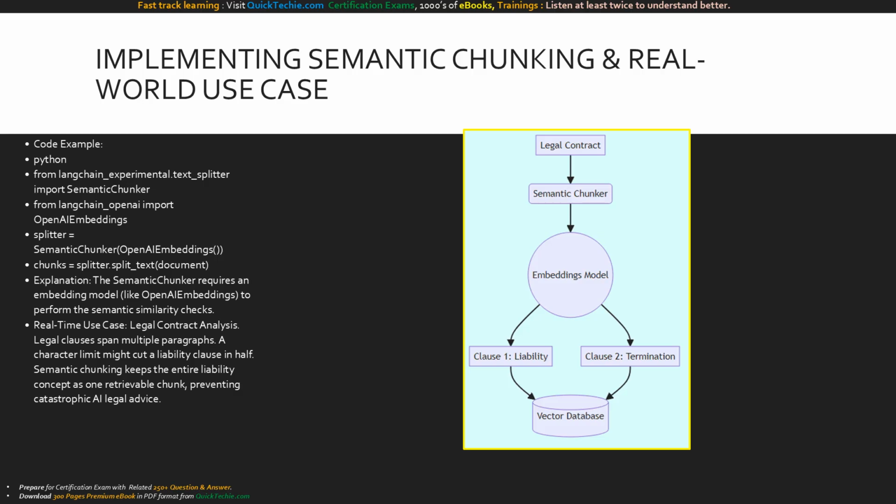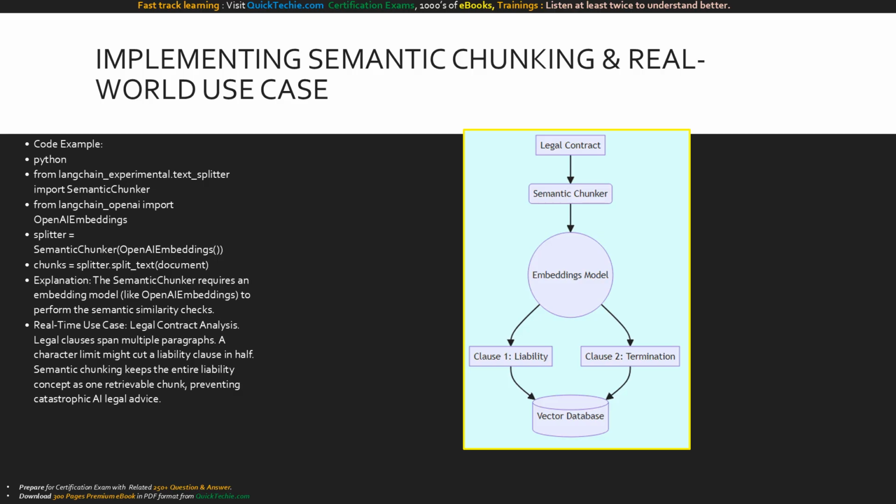Now, let's talk about a highly important real-world use case, legal contract analysis. In law, a single indemnification clause might span 3 long paragraphs. If we use a character splitter, it might slice the clause right down the middle, separating the condition from the penalty. If an AI retrieves only half that clause, the legal advice it generates could be disastrously wrong. By using semantic chunking, the system recognizes that those 3 paragraphs share semantic cohesion and keeps them bound together as one robust chunk.